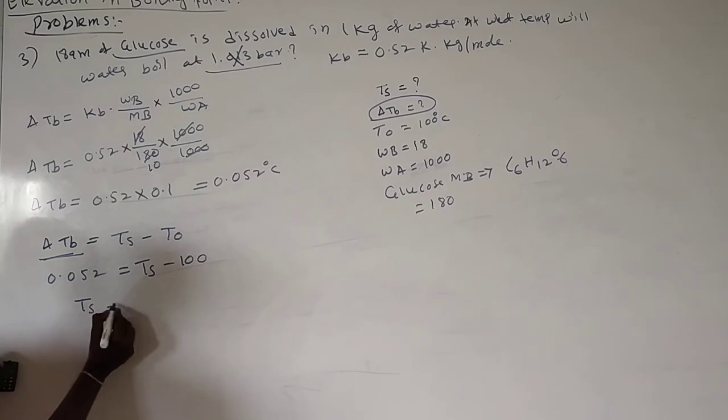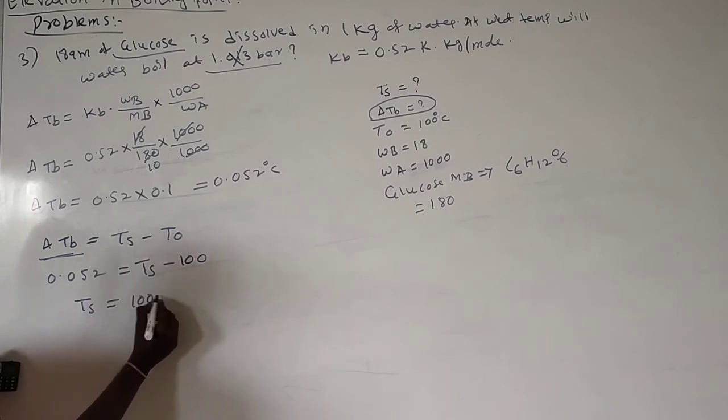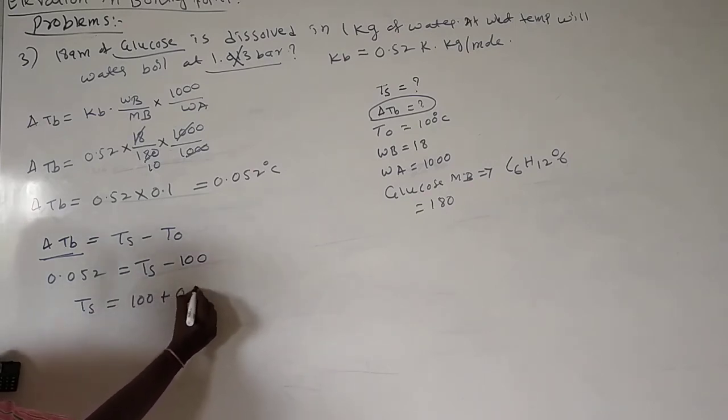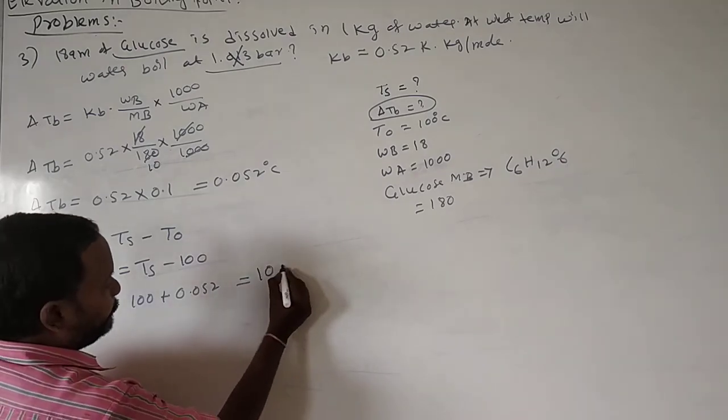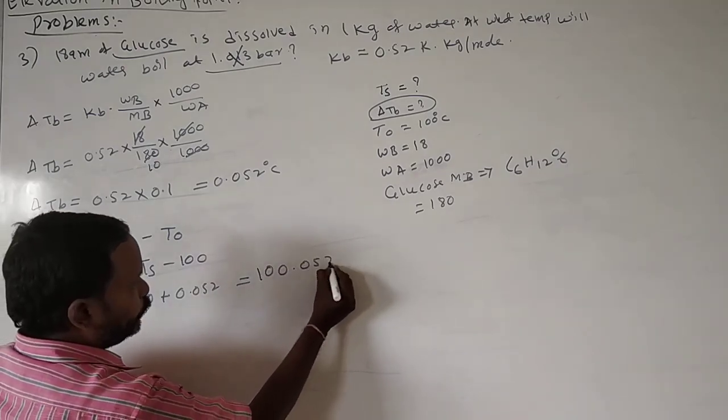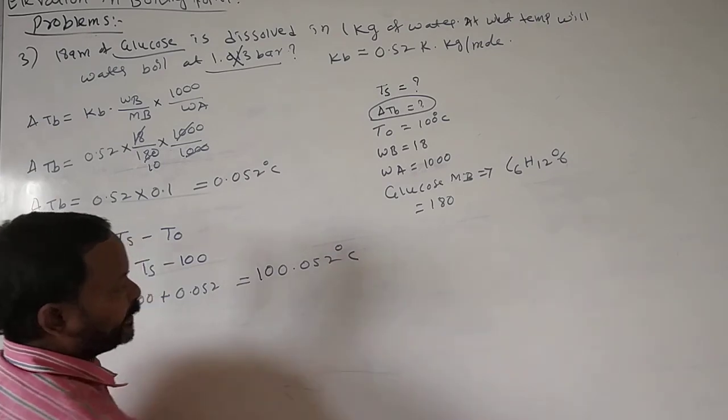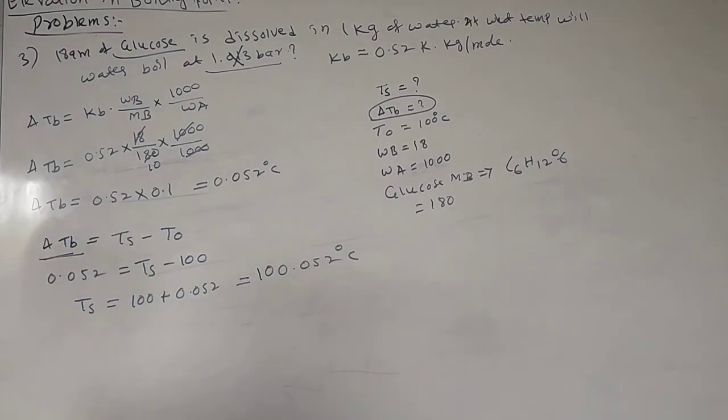Then Ts is equal to 100 plus 0.052, which is 100.052 degree centigrade.